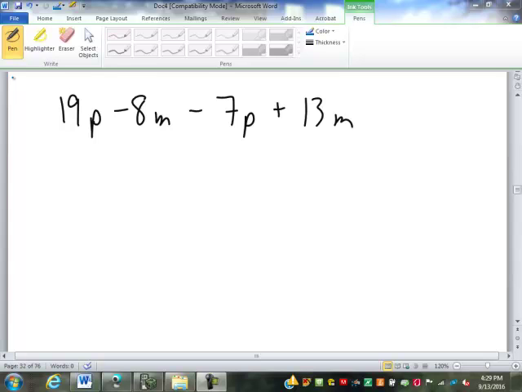Okay, so I put this problem up. If you got a chance to get it done, great. If not, we'll go over it quick right now. In a problem like this, the command that would normally be given to you would be to simplify.